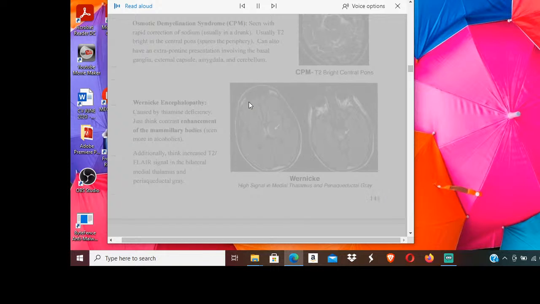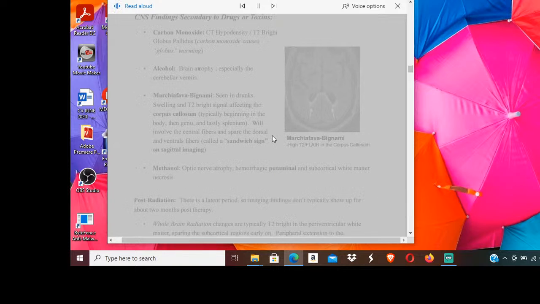CNS findings secondary to drugs or toxins. Carbon monoxide, CT hypodensity, T2 bright globus pallidus. Carbon monoxide causes globus pallidus necrosis. Alcohol, brain atrophy, especially the cerebellar vermis. Marchiafava-Bignami, seen in drunks.